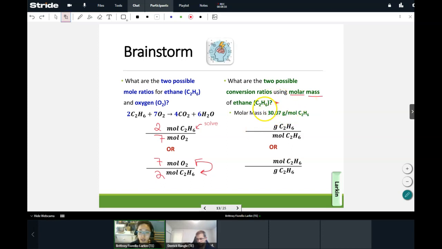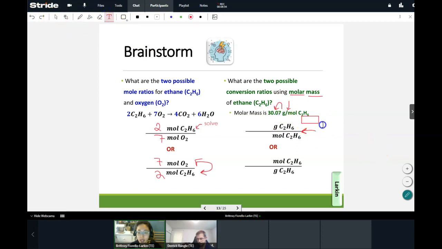Taking a look here, ethane's molar mass is 30.07 grams per mole. So we need to figure out, remember that we have a dash here. Dashes are just fractions in disguise. So you can see the same dash right here. So we've just moved it into fraction form. What number should go next to grams on top? Tell me in the chat.